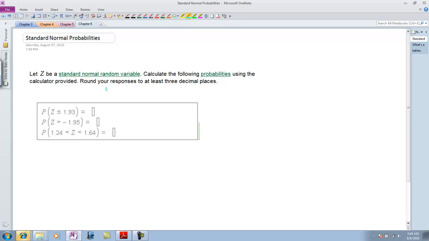These are standard normal probabilities, and you can do them a number of different ways. You can use some of the applets I've linked to. You can use the Alex calculator. You can use the table in the book. Or you can use your TI calculator.